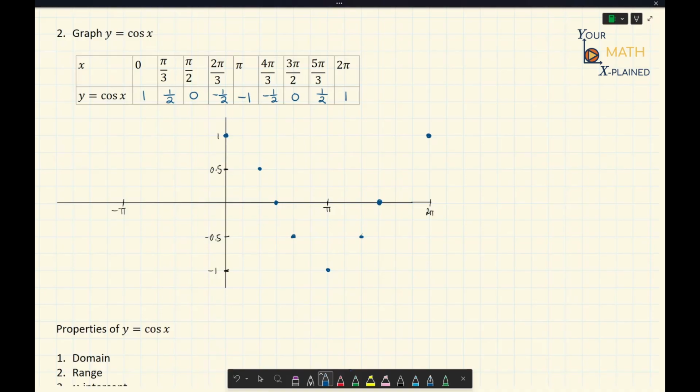Adding in the special triangle points, so that would be here, here, here, and here. Now we can go ahead and connect these dots in a curve. So notice how cosine has the same shape as our sine curve from earlier. It just has a different starting point. And then we might as well fill it on the left side as well. So that'll be here.